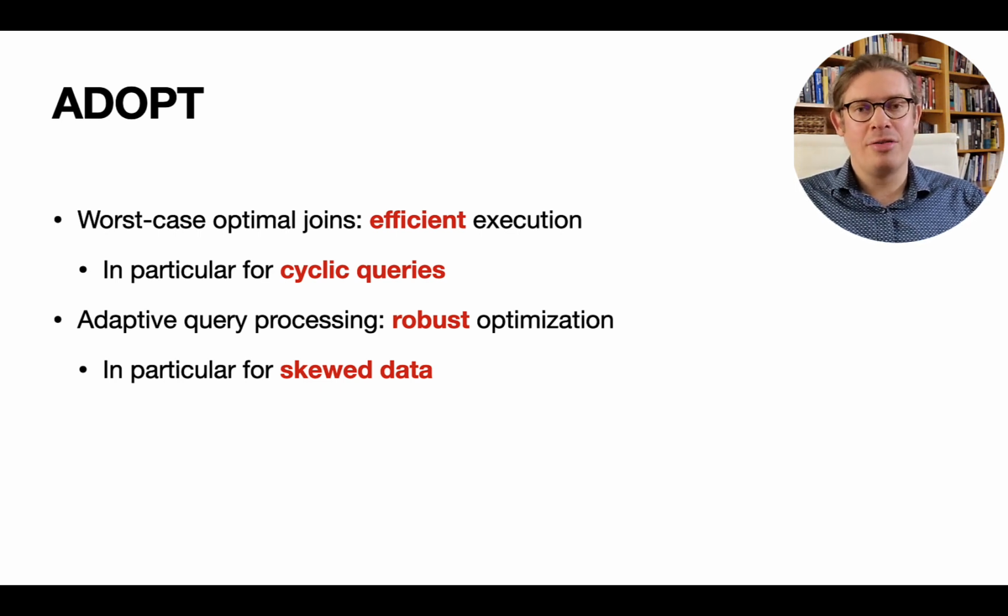Worst-case optimal join algorithms have been shown over the past years to perform significantly better than traditional join algorithms, in particular for cyclic queries, and adaptive processing leads to more robust optimization in scenarios where it is difficult to estimate the processing overheads of query plans before executing them, for instance, if the underlying data is skewed. So the hope of combining those two ideas is to obtain a system that performs well, in particular in scenarios where execution and optimization is challenging.